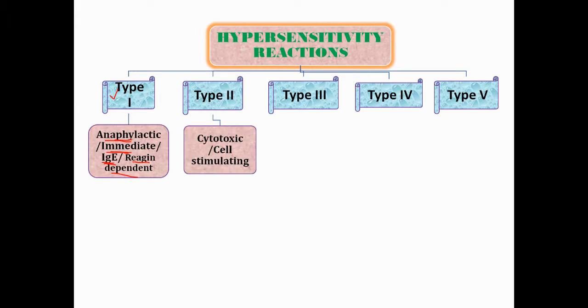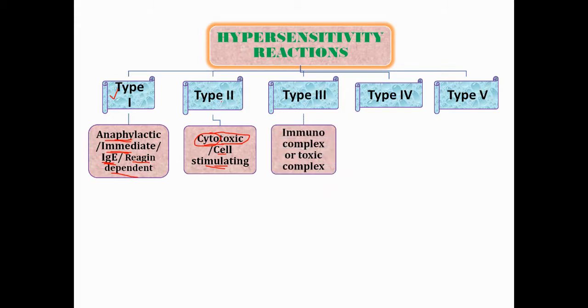The type 2 hypersensitivity reaction is also known as cytotoxic, because cyto means cell and toxic means toxic substances which cause toxicity to the cell. It is also known as cell stimulating, since it is stimulating something. These two are the synonyms for the type 2 hypersensitivity reaction.